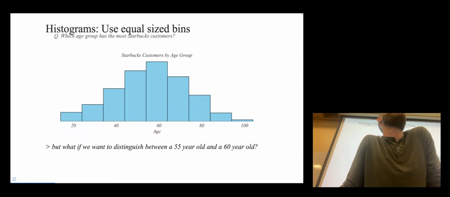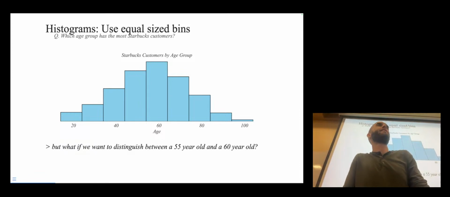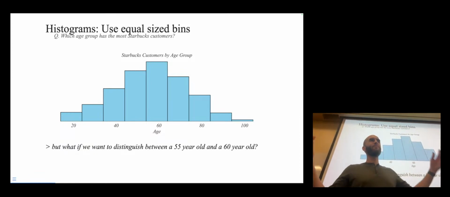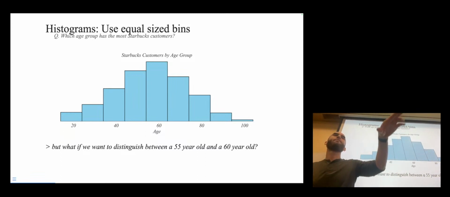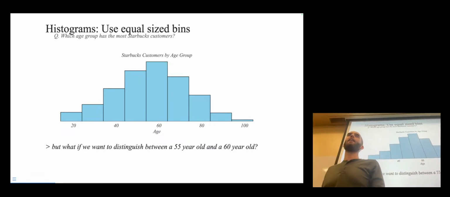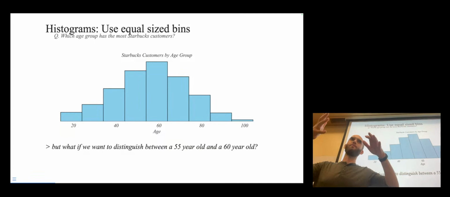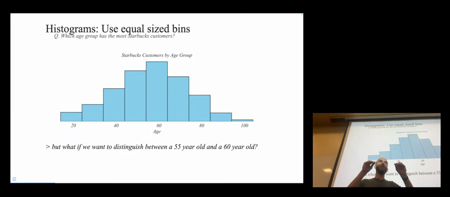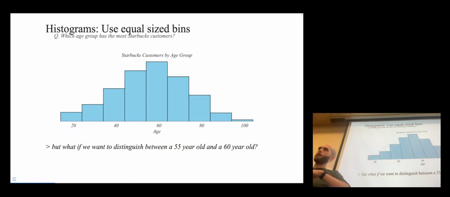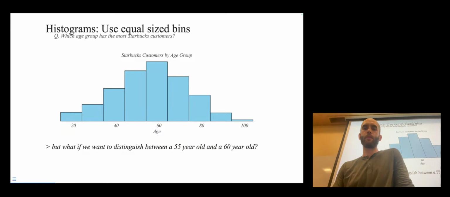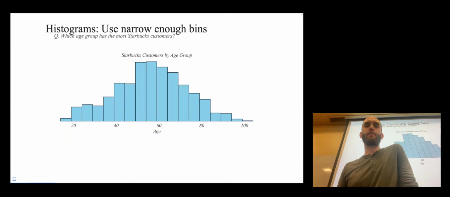Yeah, remind me of your name? Jake. So Jake is saying, let's just make the bins smaller. So what a histogram is doing is just counting the number of observations that fall in the bin, and then creating a bar chart for each one of these bins. So one thing we could do, as Jake is recommending, is just make narrower bins.